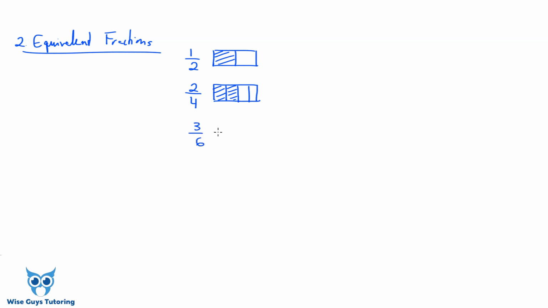Let's say 3 out of 6. So if I had that same box and I split it into 6 pieces, let's imagine that they're even, and my hand is steady. So it would be these 3 pieces here, which is actually the exact same area. So that's why we say that these fractions are equivalent.